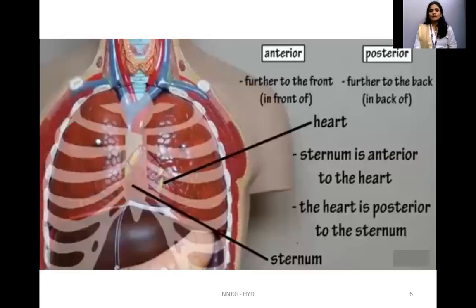Now, as an example, take the sternum. The sternum is a bone which connects the ribs. Within the ribs, the rib cage, the heart is present. So now we can say that the sternum is on the front side and the heart is on the back side. How will you mention that? The sternum is anterior to the heart, or else the heart is posterior to the sternum, because the heart is present on the back side of the sternum. This is with the example.